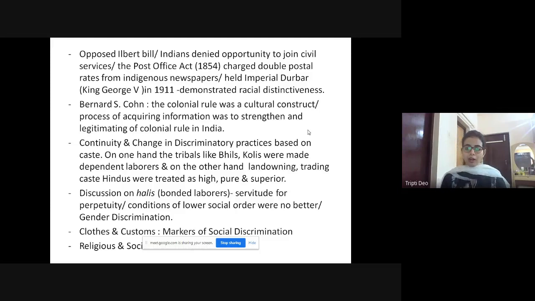So they were already basing their justification on certain discriminatory practices that were there from the pre-colonial period. For example, Bheels and Kohlis were made dependent laborers. On the other hand, the land-owning, trading caste Hindus, who were generally of a higher caste traditionally, were treated as high, pure and superior by the British. So they were also playing around with the way caste discrimination was there in India before that. They remolded it. They worked it around their own needs.